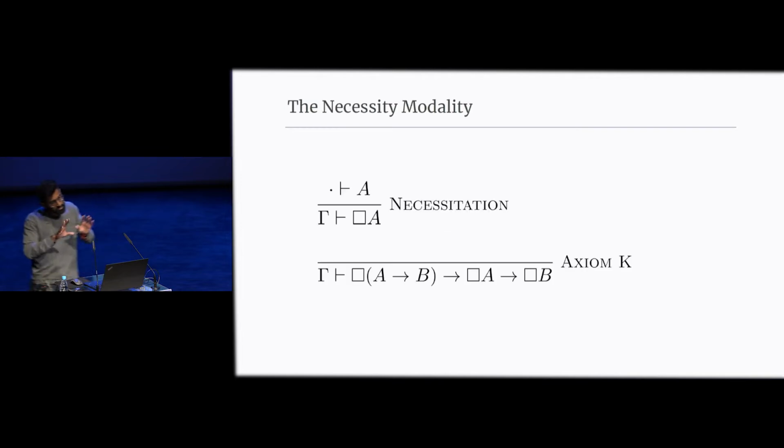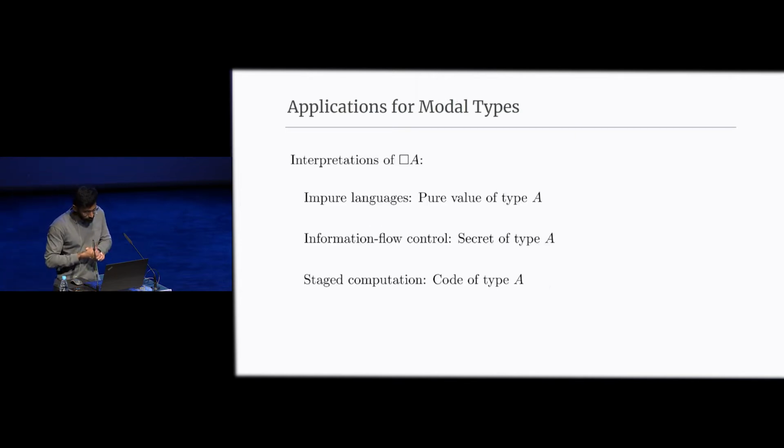And we're going to commit to a special class of modalities, specifically the necessity modality. The operations that this modality is equipped with are the so-called necessitation rule, which says if you have a closed term, which is basically a way of saying you don't have any free variables in your term of type A, then you can box it up as a term of type box A. And you also have the so-called axiom K, which says if you have a box function and a box argument, you can squash them together and you get a box result.